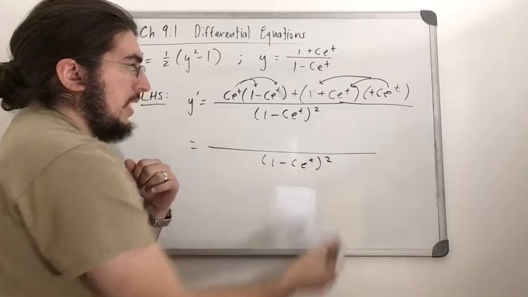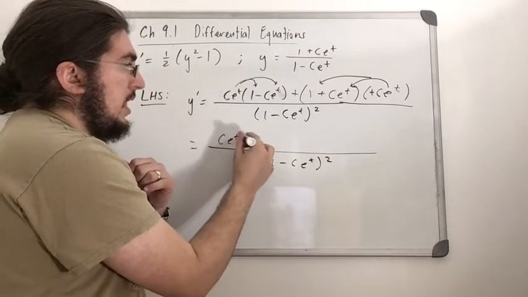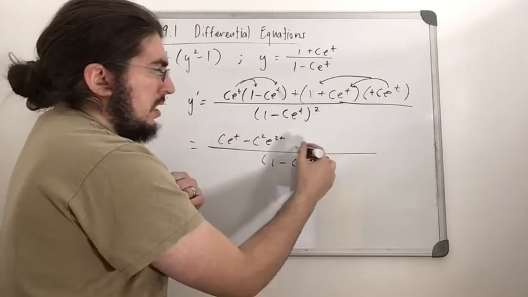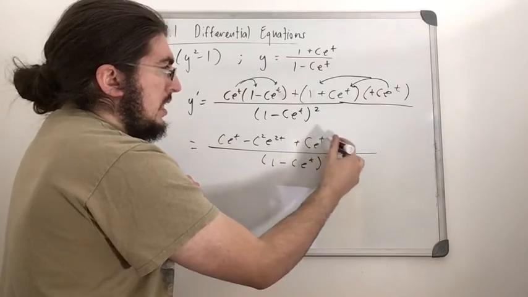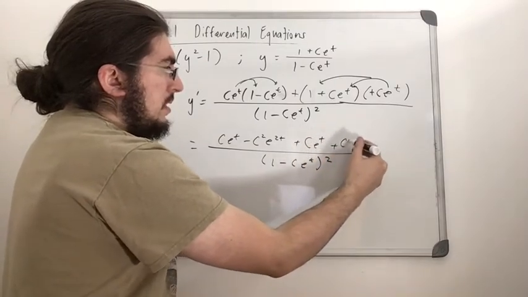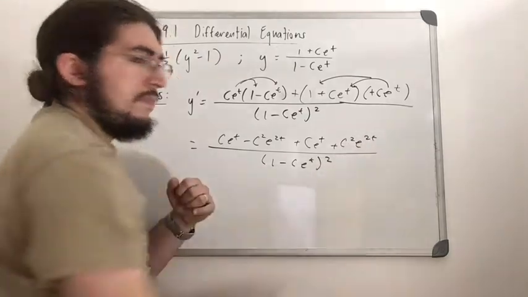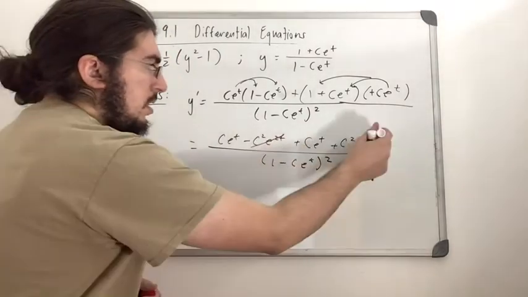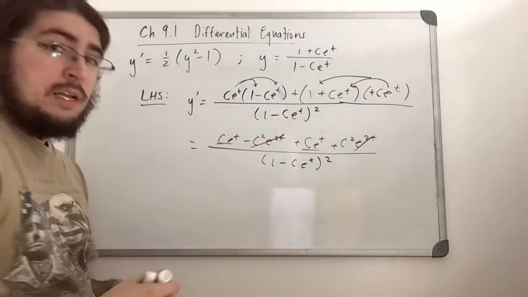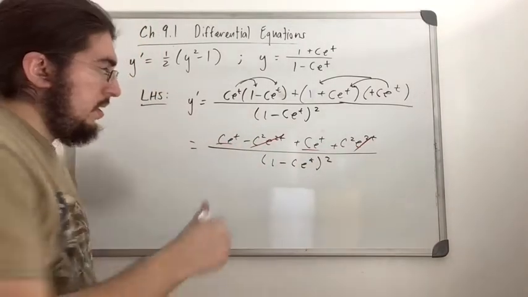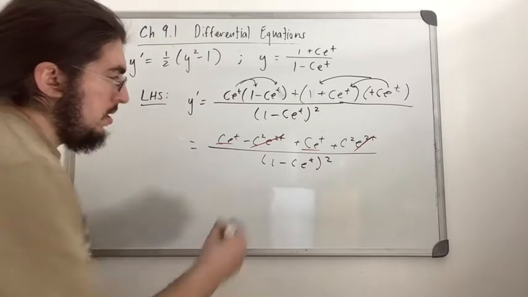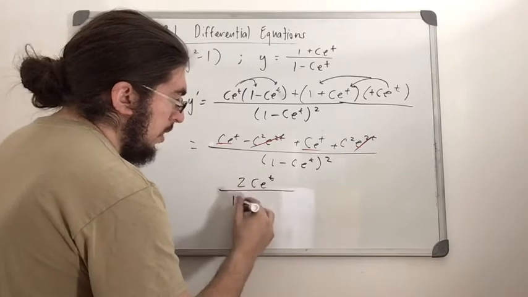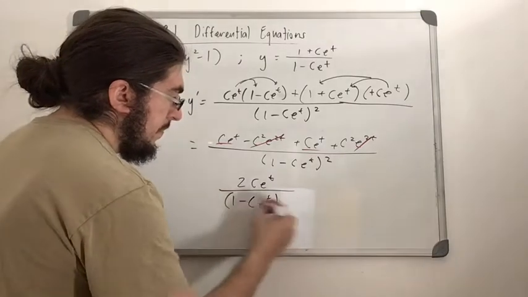Bottom, of course, I'm going to leave the same. On the top, we'll get c e to the t minus c squared e to the 2t, and this is going to be plus c e to the t plus c squared e to the 2t. What we'll notice now is that these cancel, and these two combine to 2c e to the t. So we get 2c e to the t over 1 minus c e to the t, squared.